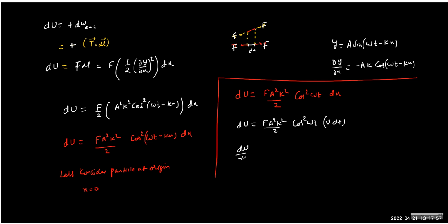So dU/dt is the potential power due to potential, the rate at which you are supplying the potential. So dU/dt is basically F a square k square v by 2 into cos square omega t. Let's call it P_U.